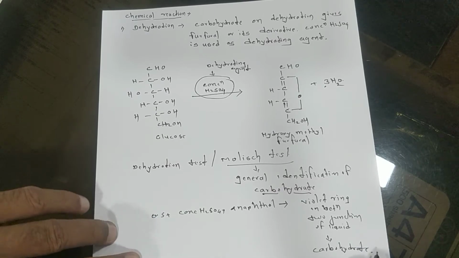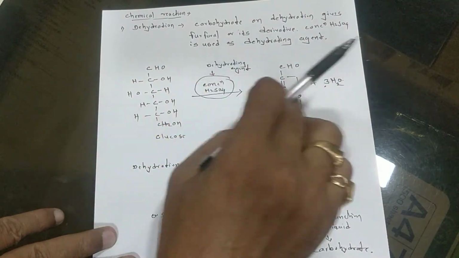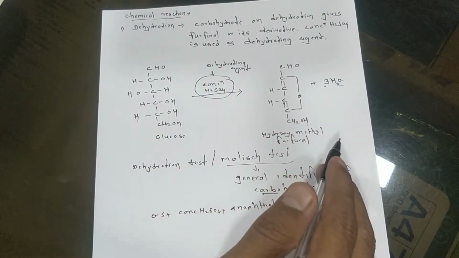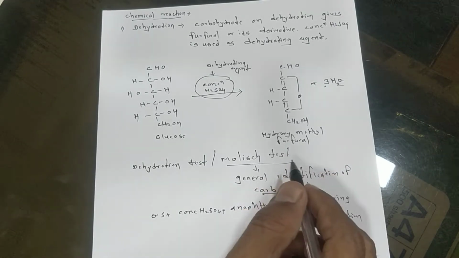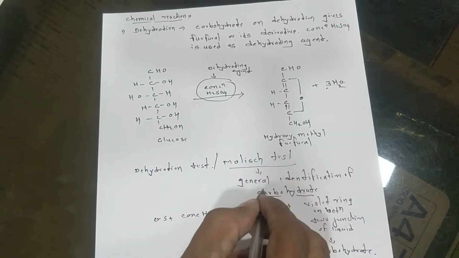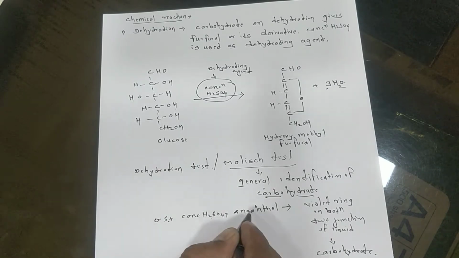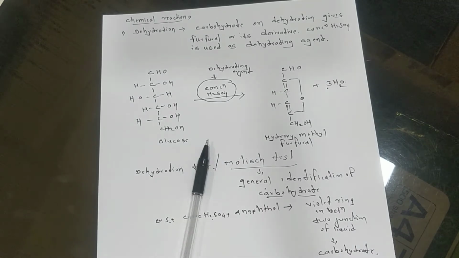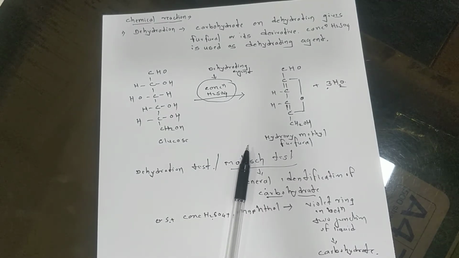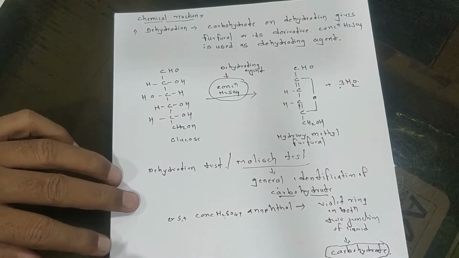These are the general identification tests. Now here is a dehydration, condensation of the glucose molecule, and 3 water molecules are removed, and it gives the furfural derivative. It gives hydroxy methyl furfural, and this test is the Molisch test. Generally it is an identification test. In the Molisch test, add original solution plus sulfuric acid plus alpha naphthol, which gives a violet ring at the junction between the two liquids. It indicates that the given sample contains carbohydrate, and that's why it's a general identification test of carbohydrate.